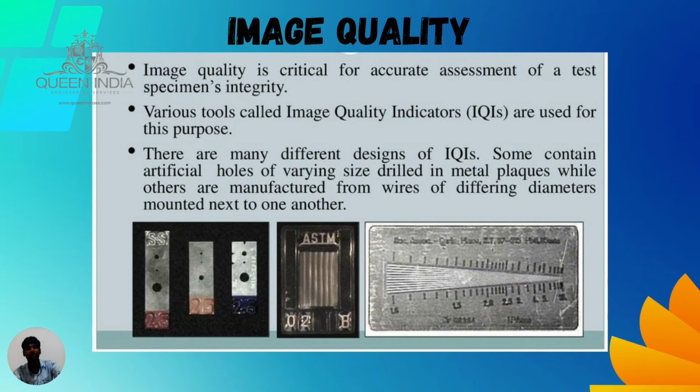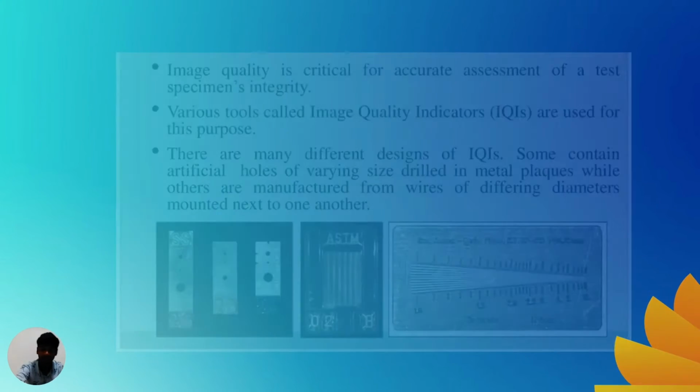The hole type is made of metal, manufactured with holes of different sizes. The wire type of IQI, that means image quality indicator, is used to determine defects. If a small defect cannot be found in a material, an IQI is used. The wire type indicator measures the thickness and the diameter of the material to find the defect easily.